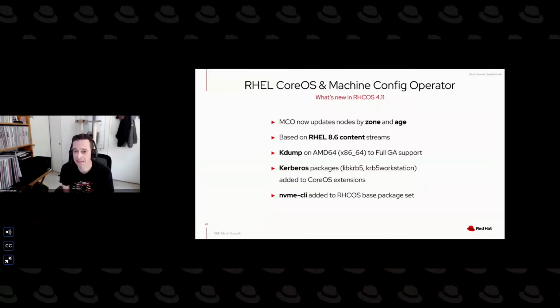RCOS is updated to RHEL 8.6 content. Of course, this comes with the usual complement of hardware enablement, performance improvements, and updated packages. KDump is moving to full GA support on 64-bit x86 systems. Other architectures will follow in subsequent releases, and they remain tech preview status for now. And finally, there are new packages available. NVMe CLI has been added to the base image, and as alluded to earlier, a couple of key Kerberos packages have been added to the CoreOS extension system.